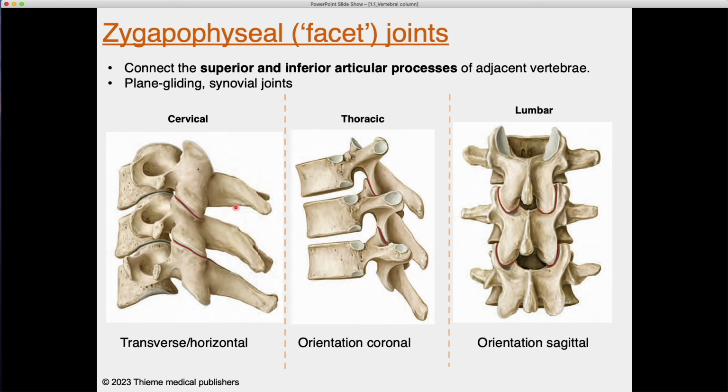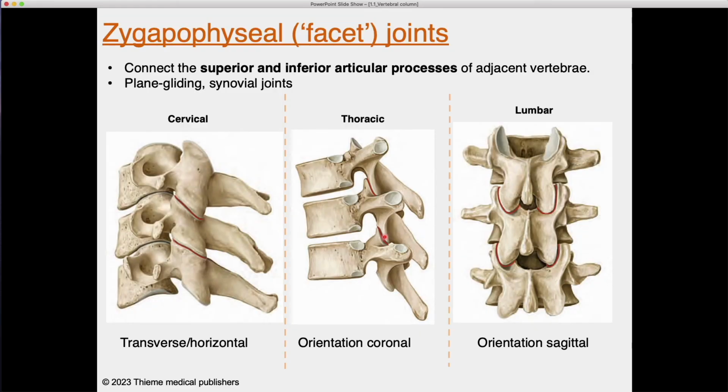Let's look at thoracic vertebrae. As we can see, these joints are oriented in the coronal plane, like so. If I put my palms like this, they can glide in this manner. So this permits a certain degree of lateral flexion, but not so much. It's quite restricted in the thoracic region. The thoracic region allows more for rotational movements.